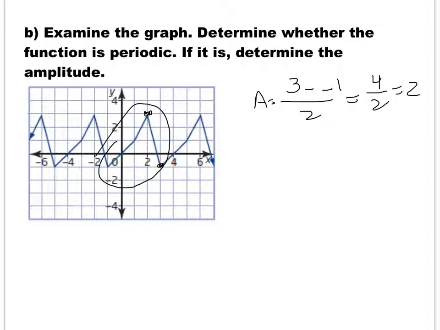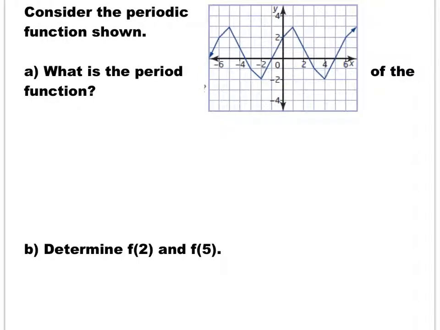And the period, I'm going to find the width of one cycle. The width of one cycle is here, which is going to be 3 minus 1, which is going to be 4 seconds.